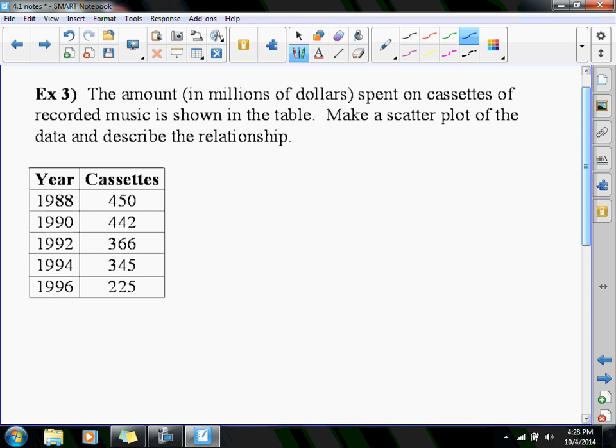Now notice all of these values in the table, all of the years and all of the cassette amounts, they're all positive. So when I make my scatter plot, I'm going to stay in the first quadrant. And that's usually where we are when we're making bar graphs or line graphs and scatter plots as well. Scatter plots just mean that the points are going to be scattered all over the place. They might not necessarily be in a line. Now, the year is my first column, so that's technically my X values. And the cassettes is the second column in the table, so that's going to be my Y values.